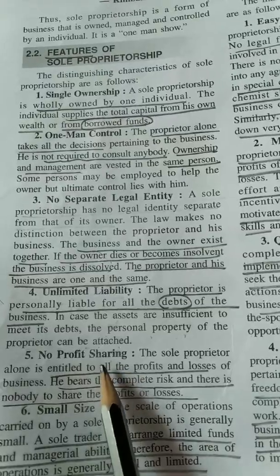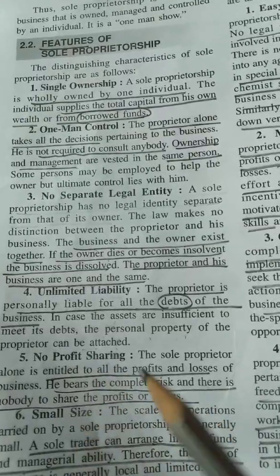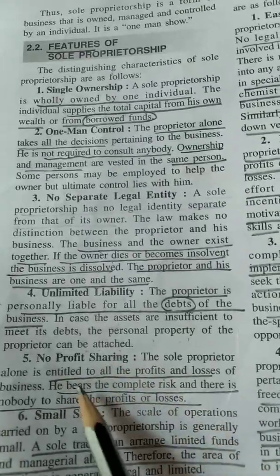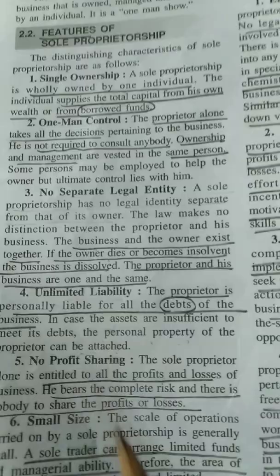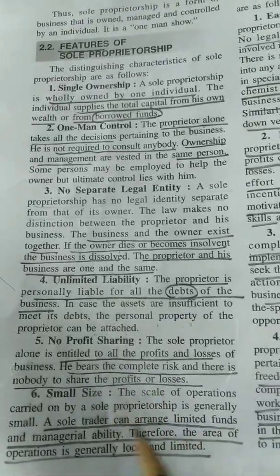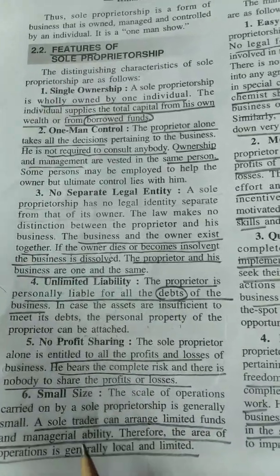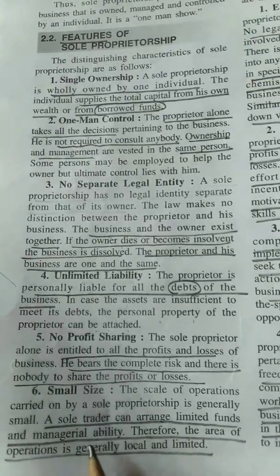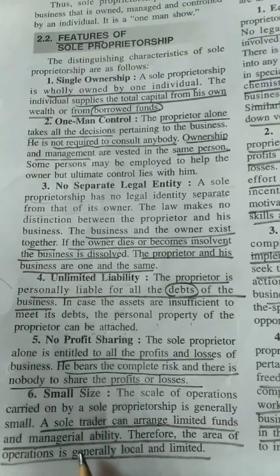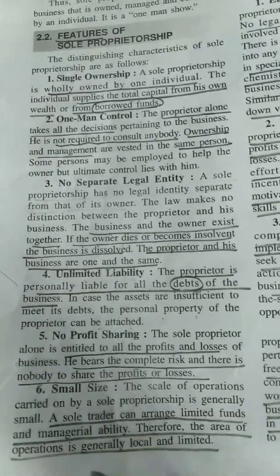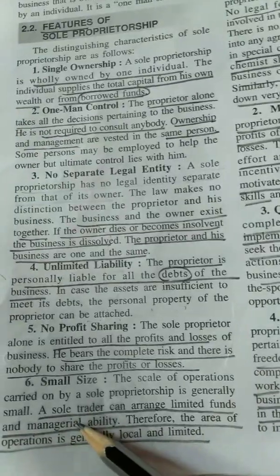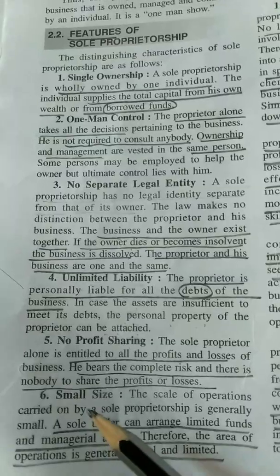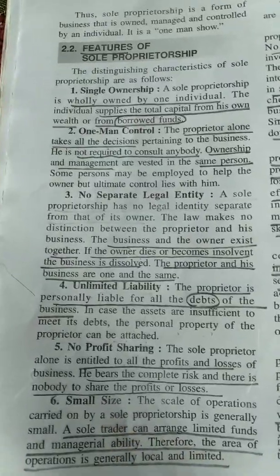No profit sharing. Because there is only one person, there is no need to share profits with anybody else. He alone will get all the profits and he alone will bear all the losses also. Small size: because there is one person, the capital is limited, the funds are limited, so it is difficult to expand the business to a large scale. Alright. Suppose there would have been 2, 3, 4, 5 or more persons in a business. Then that business can be easily expanded because there will be more capital. But here there is a small size of business.